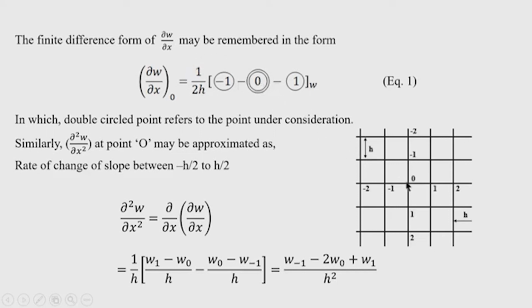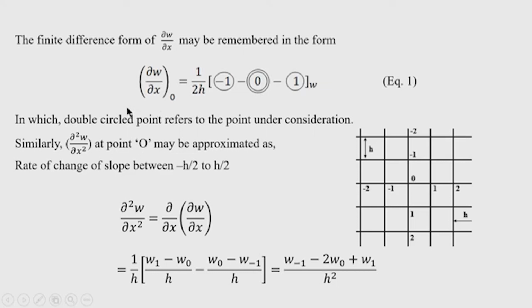If I place this at O, then the right hand side deflection value has to be multiplied by 1 and the left hand side deflection value has to be multiplied by minus 1. These are summed up and divided by 2h, and then I get the slope. The double circle refers to the point under consideration, that is, we call it the node point.